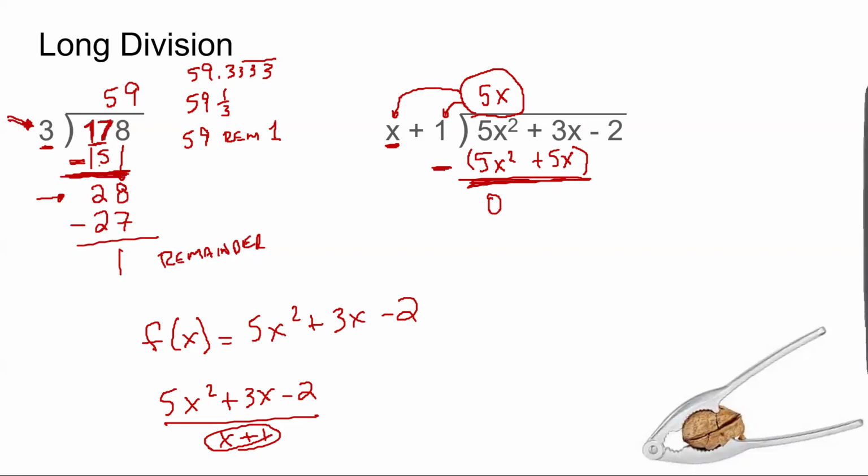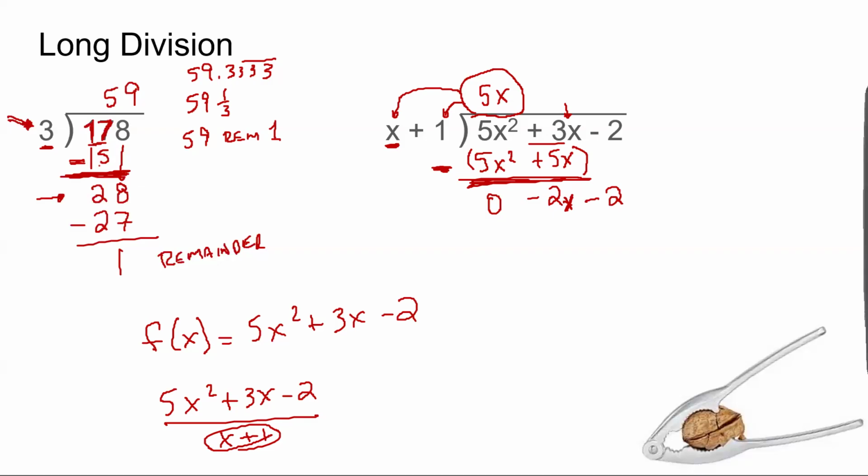And then I come over here and I've got 3x minus the 5x, which gives me negative 2x, like that. Okay. Next thing we did with the numbers was take that 8 and drop it down. So over here, sorry, got to take that negative 2 and drop it down.